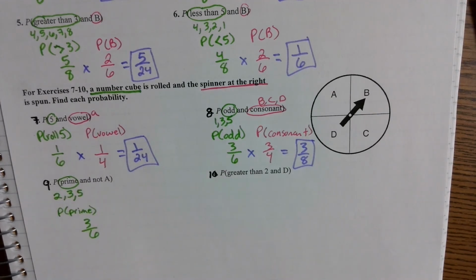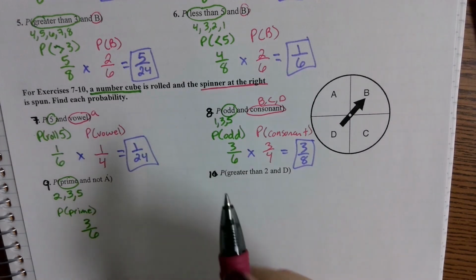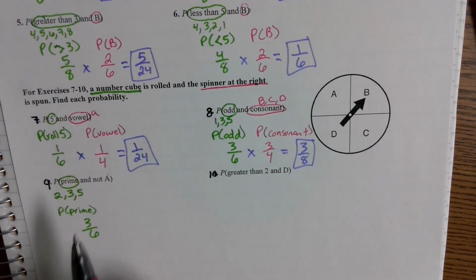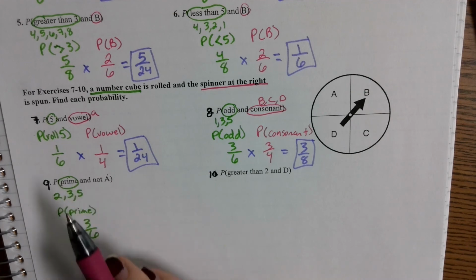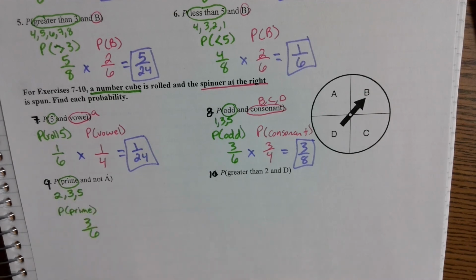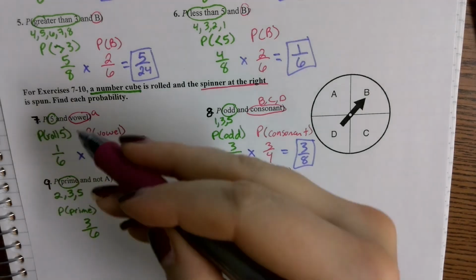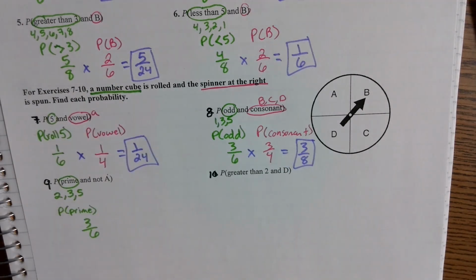Wait, how is that a prime number? Listen one more time. A prime number is divisible by 1 and itself, and those are the only numbers it's divisible by. So can you do 2 divided by 1? Yes. Can you do 2 divided by 2? Yes. Can you divide 2 by anything else? No. By itself or 1. Same thing with 3. 3 can only be divided by 1 and by 3. It has no other divisors. Okay?